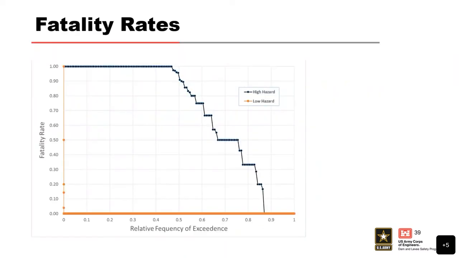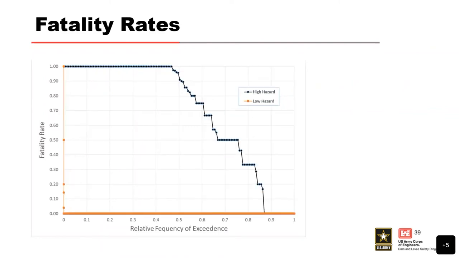And then the last one is the fatality rate. What we have in our database of fatality rates is what you see here. Every one of these dots represents a historic example that we have information on: what the flood scenario was, so high hazard or low hazard, and how many people died in that situation. We can put together these exceedance probability type functions that we can then use to come up with better estimates.